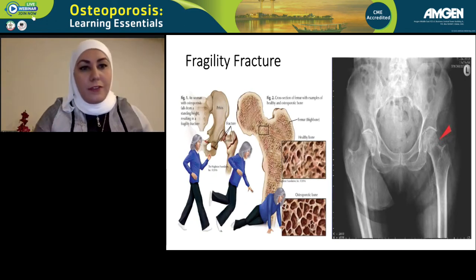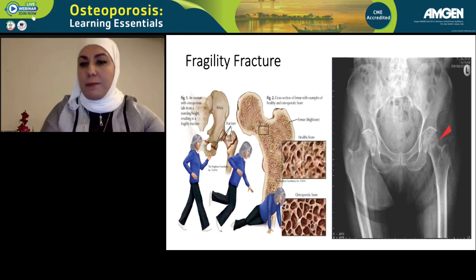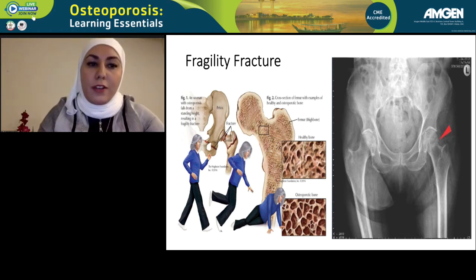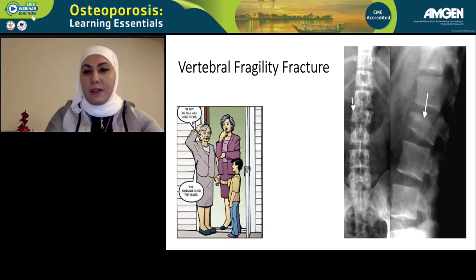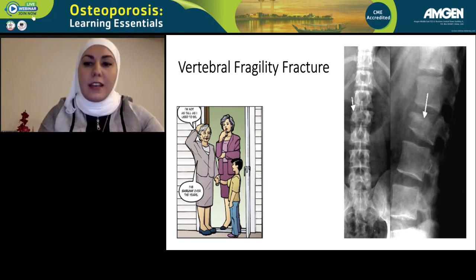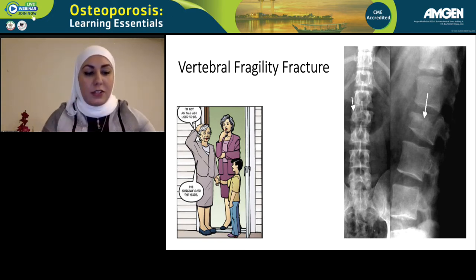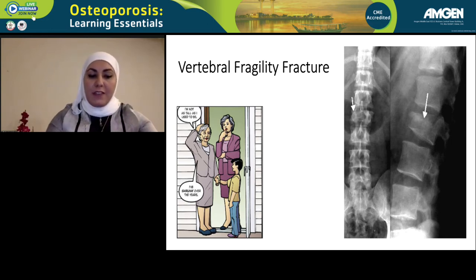So for fragility fracture, we have here hip fracture, which occurs from falling from a standing position. Also, we have a vertebral fracture over here and here, which might cause shortness of the patient. And the vertebral fracture is consistent with the diagnosis of osteoporosis and requires a medical treatment, even in the absence of bone density diagnosis.